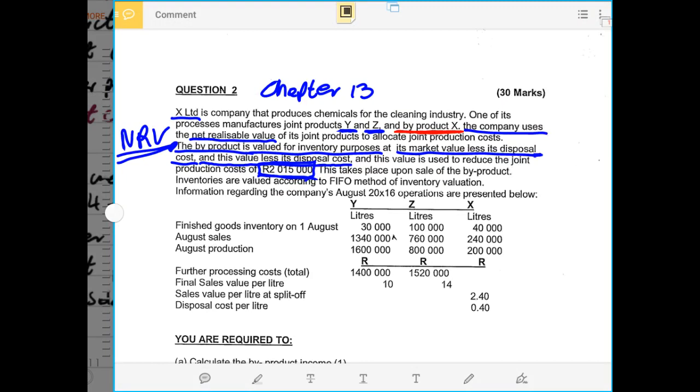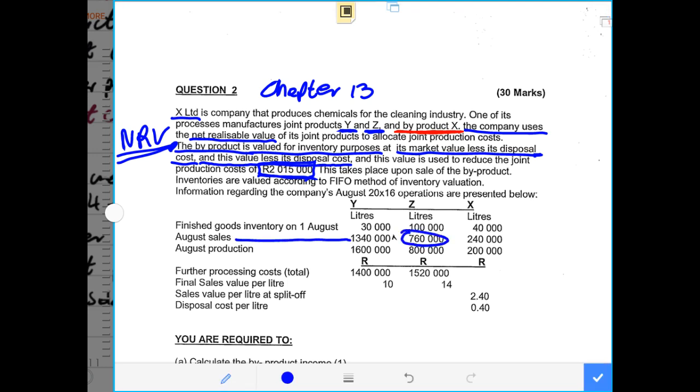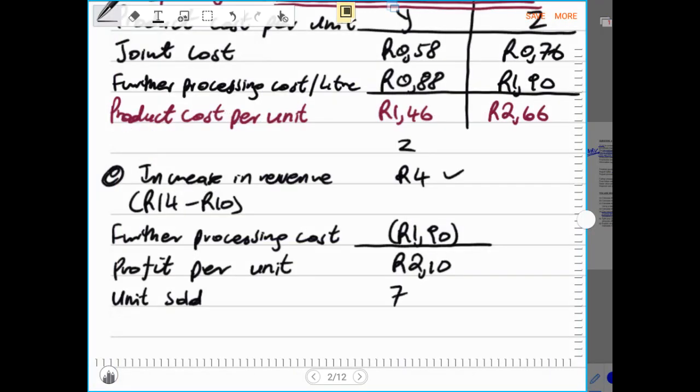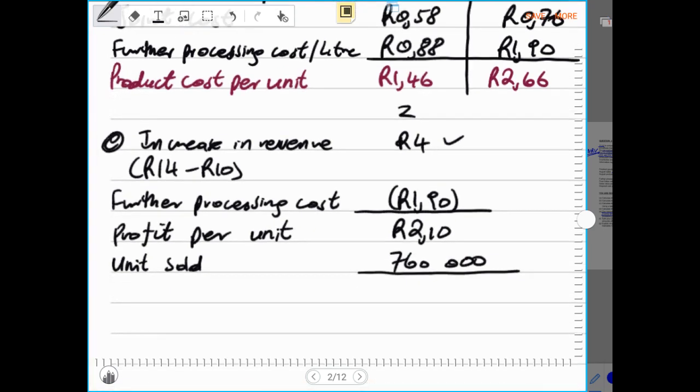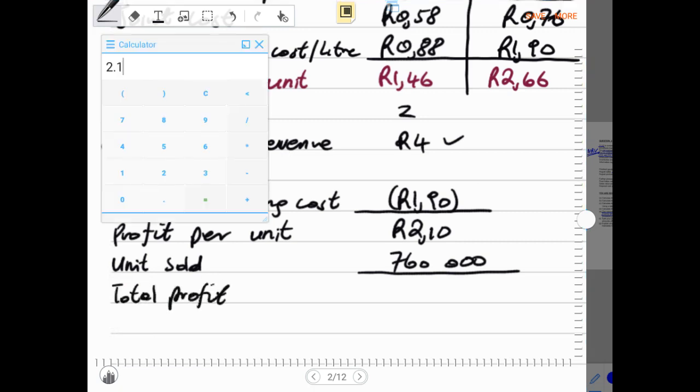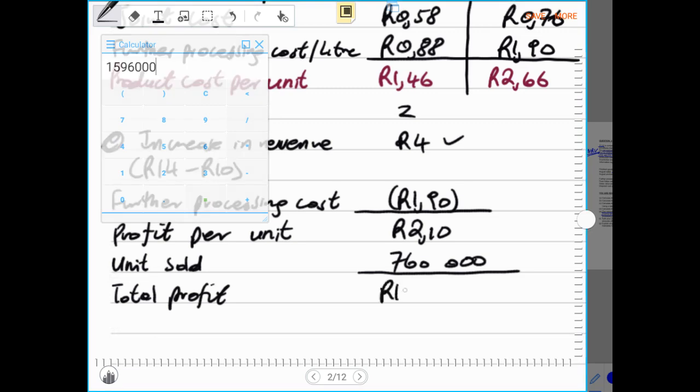Here is the sales for August, and we have 760,000 units that were sold. Then if you want, you can multiply by 760,000 to get the total profit that the company will generate if this product is further sold. So this will be total profit. The total profit will be 2 rand 10 cents times 760,000 units.